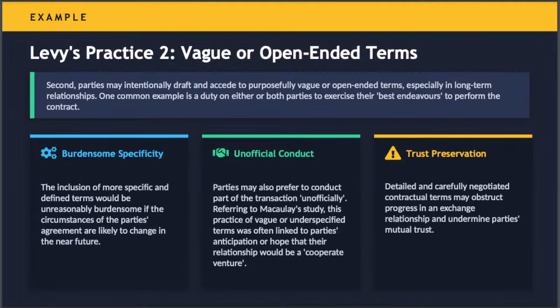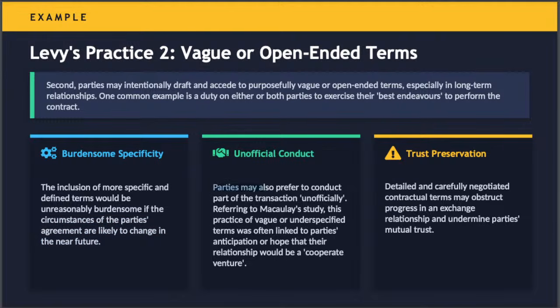So here's number 2 with Levy's practice, vague or open-ended terms. Second, the parties may intentionally draft or accede to purposely vague or open-ended terms, especially in long-term relationships. One common example is a duty on either or both parties to exercise their best endeavors to perform the contract. That's a burdensome specificity. Inclusion of more specific and defined terms would be unreasonably burdensome if the circumstances of the parties' agreement are likely to change in the near future.